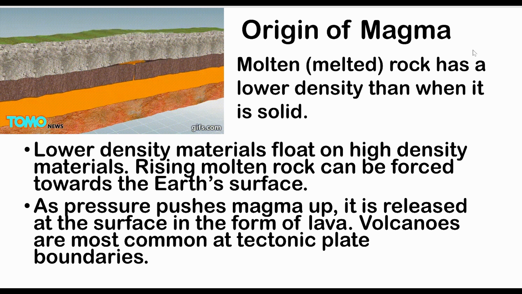It's getting less dense, so it wants to float on top of the solid that it came from as it is heated up. And you've got the weight of the world literally pushing it down. And so if there's a crack between where it is and the surface, it's going to get pushed up, and voila, we have a volcano. So the pressure pushes the magma up. It is released at the surface in the form of lava. Volcanoes are most common at tectonic plate boundaries.